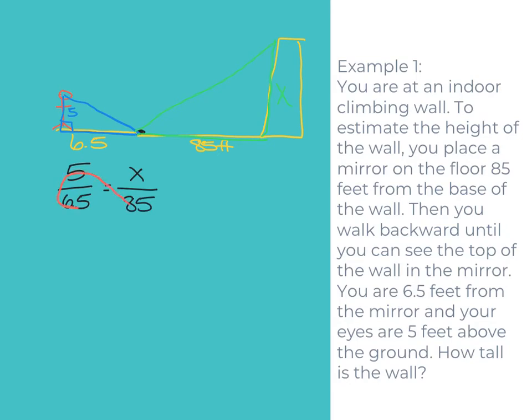I'm going to cross multiply and divide, and I get that x is 85 times 5 is 425 divided by 6.5. That wall is 65, we're going to call it 65.4 feet.